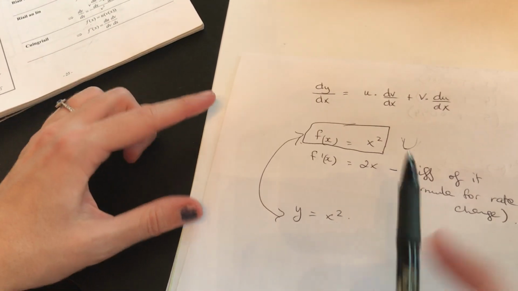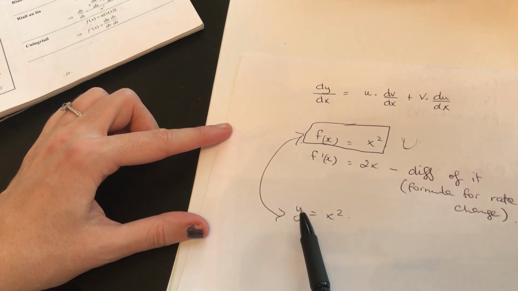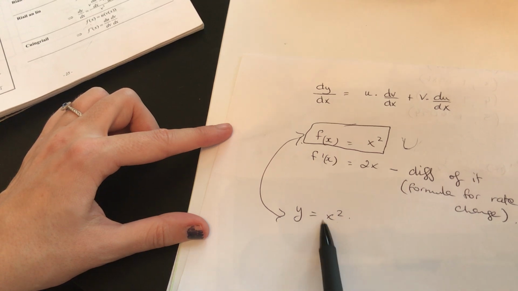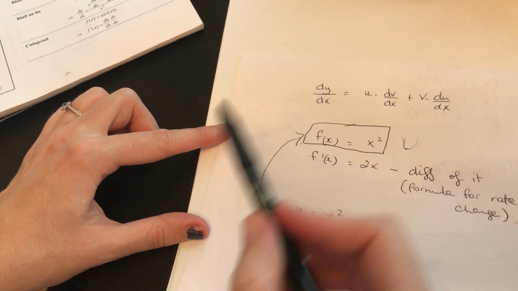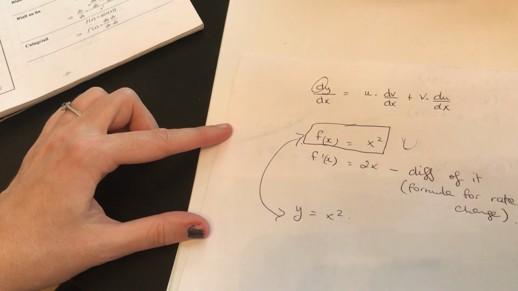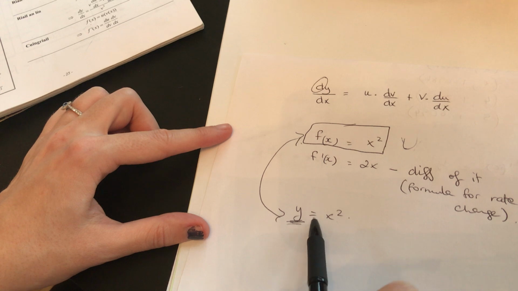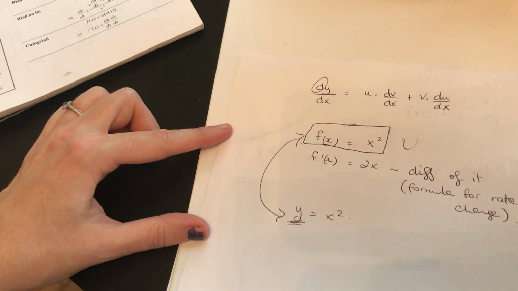What I'm trying to say is, if I want you to differentiate this, I want you to differentiate the function that I have called y, and the variable that this function is written in is x. So if you ever see dy dx, it means they want you to differentiate the function called y that is written in terms of x, or in other words, the variable that's here is x.